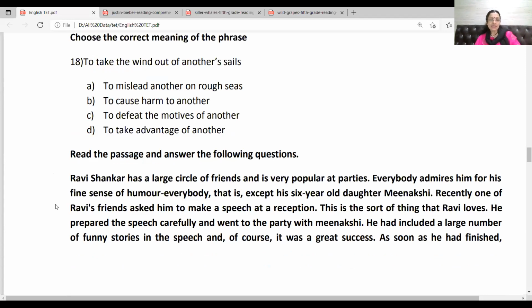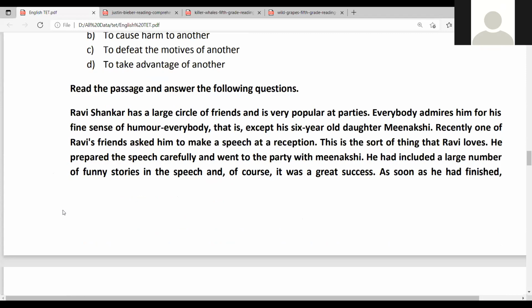Yes, ma'am. Okay, just listen very carefully. Ravi Shankar has a large circle of friends and was very popular at parties. Everybody admires him for his fine sense of humor. Everybody, that is, except his 6-year-old daughter, Meenakshi. Recently, one of Ravi's friends asked him to make a speech at a reception. This is the sort of thing that Ravi loves. He prepared the speech carefully and went to the party with Meenakshi. He had included a large number of funny stories in the speech, and of course, it was a great success.